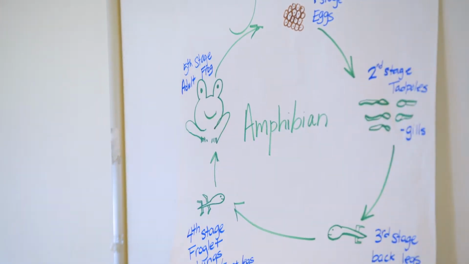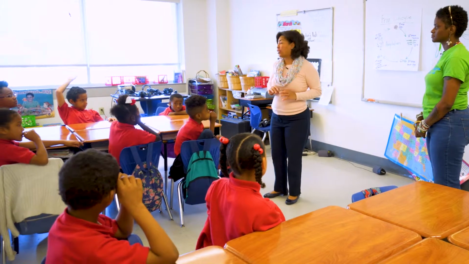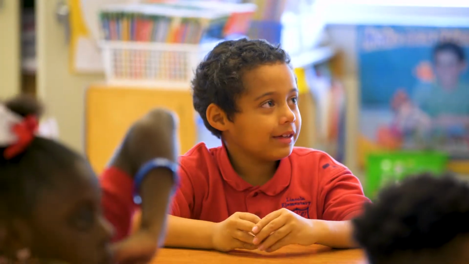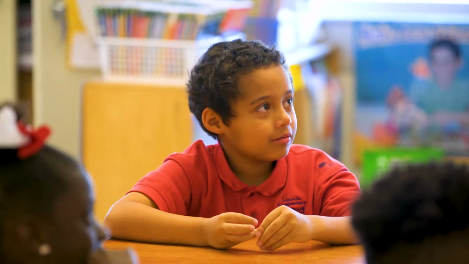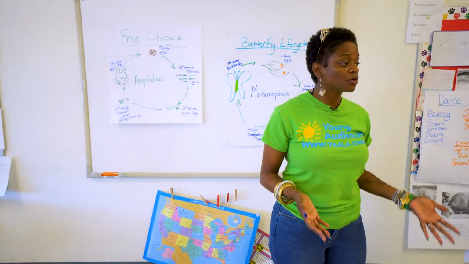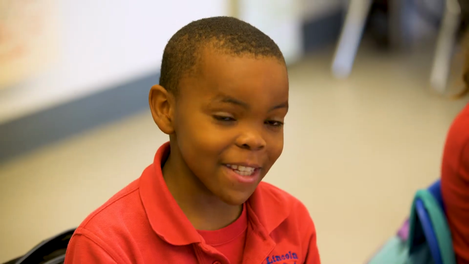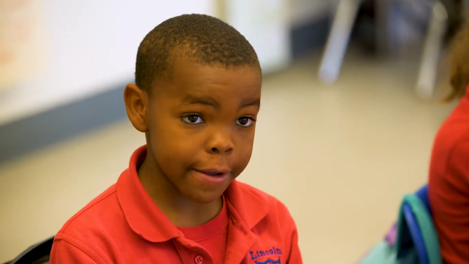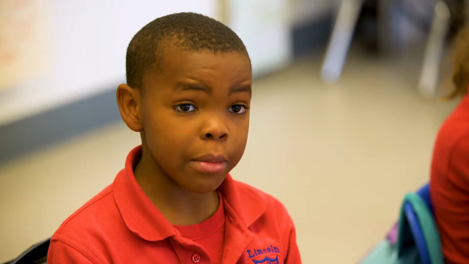Does anyone know anything else about frogs that they would like to share? Raise your hand. Kingston. Frogs don't have wings like butterflies. You're absolutely right. For the butterfly, we talked about life cycles. Okay, so what makes an insect an insect? How many body parts does an insect have, Kyron? 6 legs and thorax, head, and abdomen.